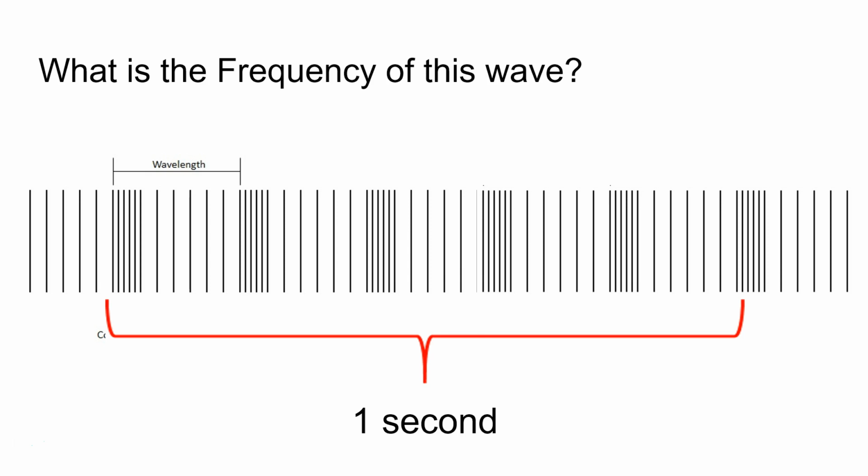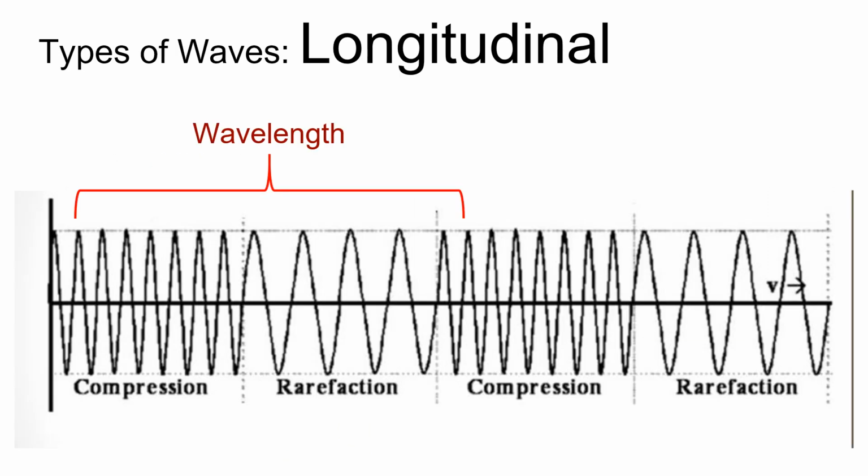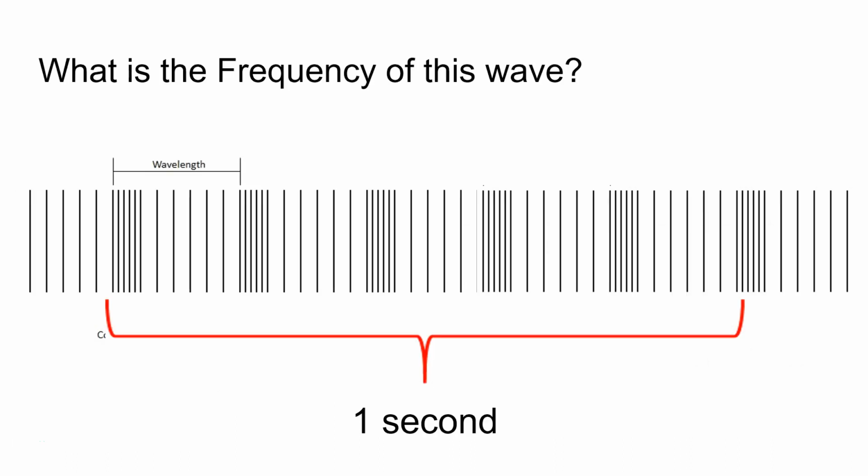And if we had 1 second, we want to know what's the frequency of that wave. And again, the wavelength is 1 complete compression and 1 complete rarefaction. So I have 1, 2, 3, 4, 5 waves. So 5 waves in 1 second equals 5 hertz.